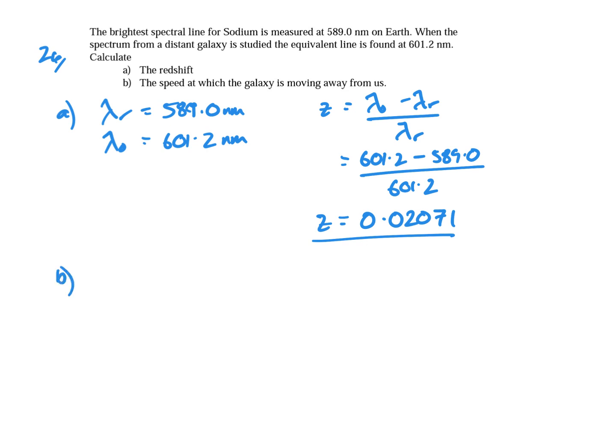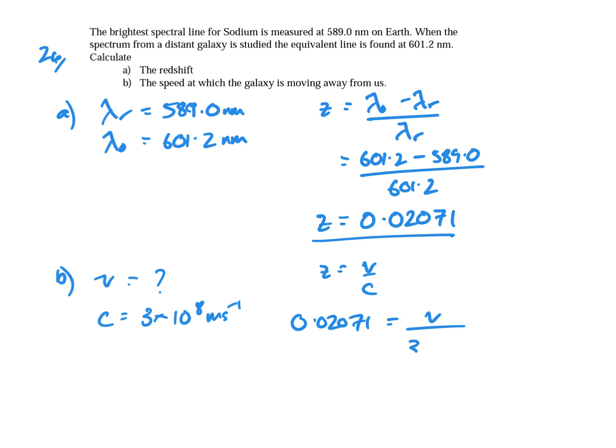But then we can use the second equation to get the speed. For that we also need the speed of light, because the second relationship for redshift is z equals v over c. So we can use the value of z we've just calculated, substitute in all the values and rearrange, multiply both sides by 3 times 10 to the 8, and stick in the 4 significant figures in this example. We get an answer for v.